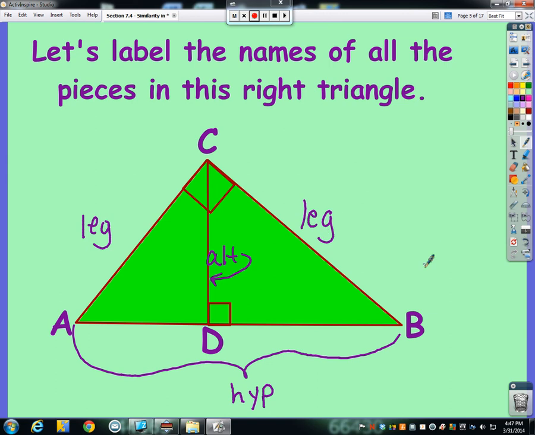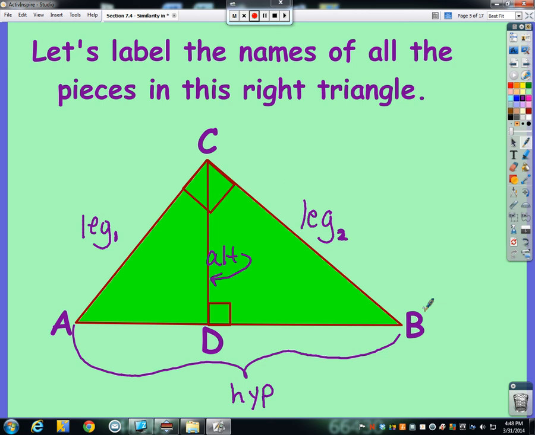Okay, and in an isosceles triangle, the legs are congruent. In a non-isosceles right triangle, the legs are not congruent. Now we will need to differentiate between this leg and that leg, so I'm just going to call this one leg 1, and I'm going to use a little subscript here, and leg 2. Okay, so the 1 and 2 don't mean anything mathematically, they're just naming it. Leg 1 and leg 2.